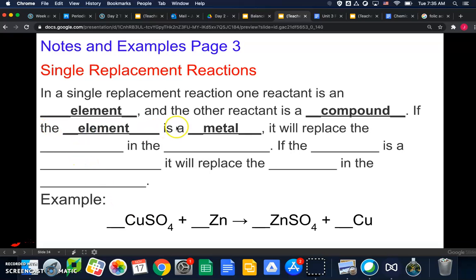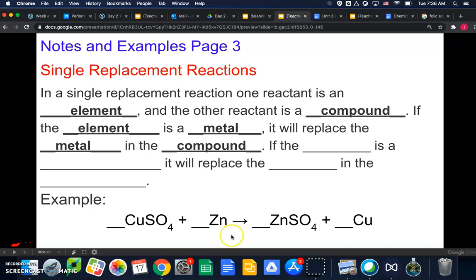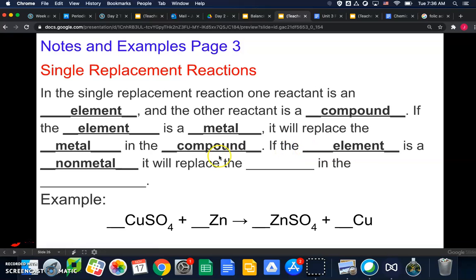If the element is a metal, so that's what we have down here, our element is zinc and zinc is a metal, it will replace the metal in the compound. And so that's what happened in this reaction. Look, zinc came through and replaced the copper. So now instead of copper sulfate, we have zinc sulfate. And now the copper is the one that's by himself. If the element is a nonmetal, it will replace the nonmetal in the compound. So that should make sense, right? Metals are replacing metals, nonmetals are replacing nonmetals.